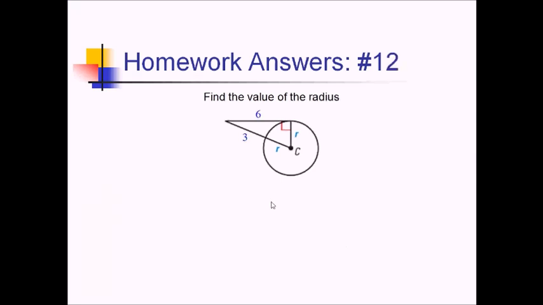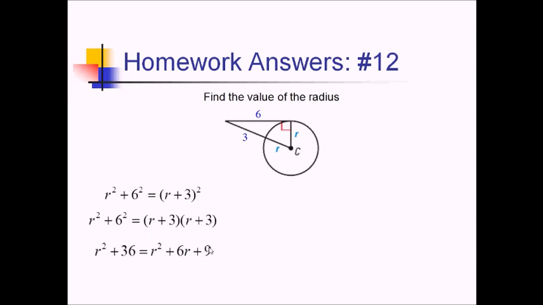For number 12, we're trying to find the value of r. Since we have a right triangle, we'll use Pythagorean theorem. So we've got r squared plus 6 squared equals, this will be r plus 3 quantity squared, which is really r plus 3 times itself. You could do that and FOIL it out, or you could just expand it from here. Either way, that comes out to r squared plus 6r plus 9 on the right side. We can subtract r squared from each side, and then 36 minus 9, that'll be 27. Divide both sides by 6 to isolate r, and that's going to be, let's see, 4.5.